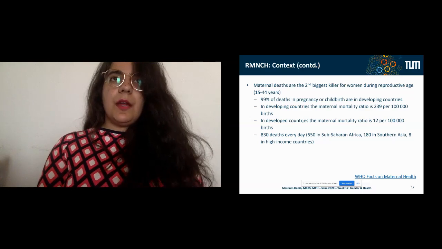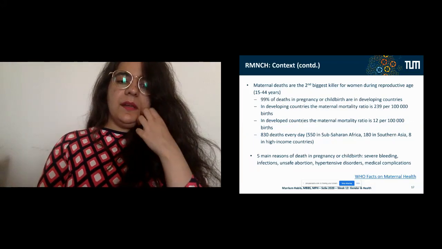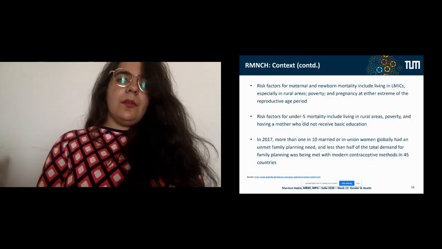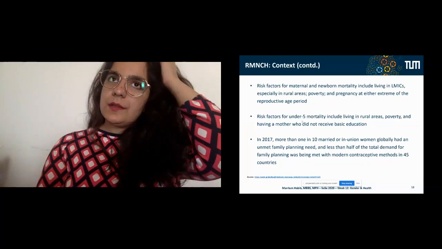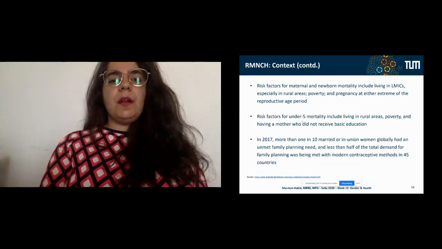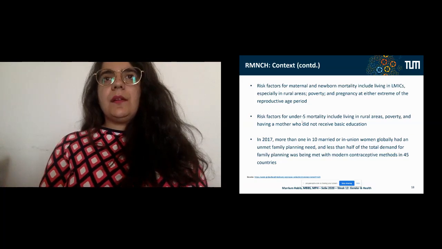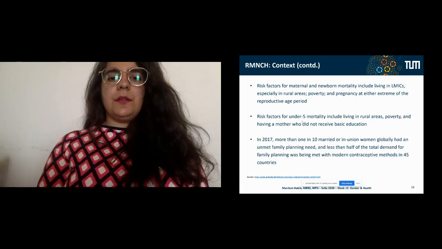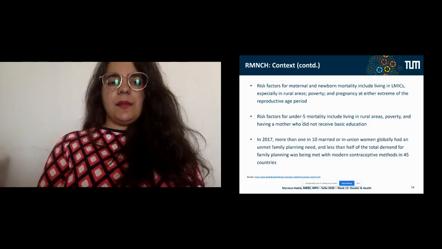830 women die every day because of pregnancy and childbirth related complications. The main causes of death in pregnancy or childbirth are severe bleeding, infections, unsafe abortion, and medical complications. Risk factors for maternal and newborn mortality include simply living in low and middle income countries, especially in rural areas where there is very little access to health services, poverty, and pregnancy at either extreme of the reproductive age period. Risk factors for children dying under 5 include living in rural areas, poverty, and having a mother who did not receive basic education.